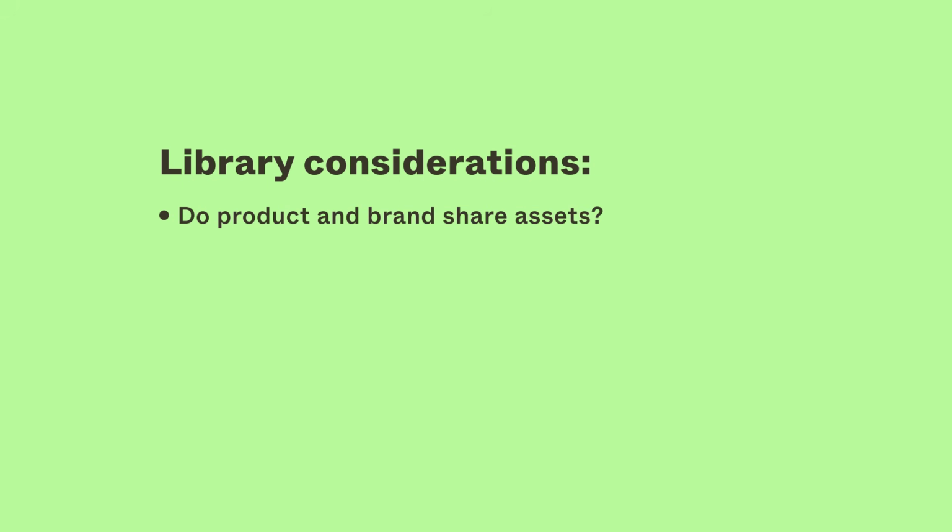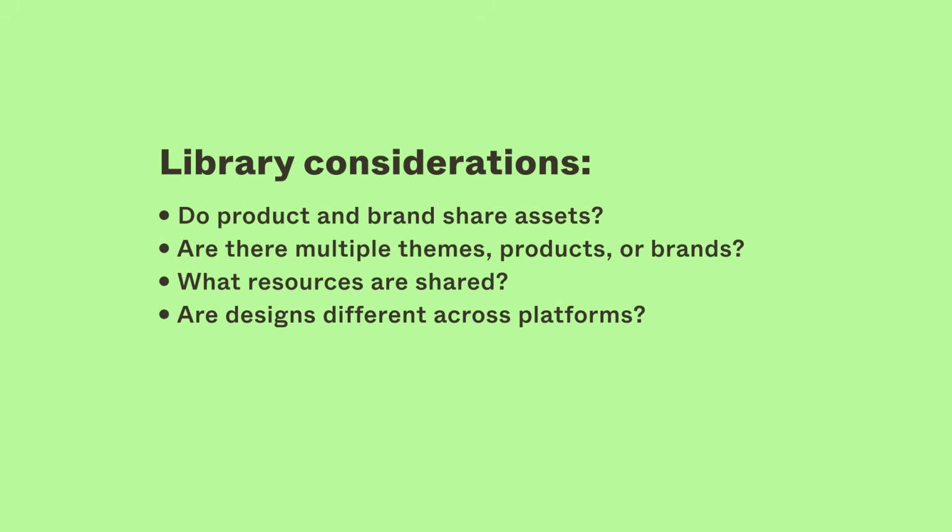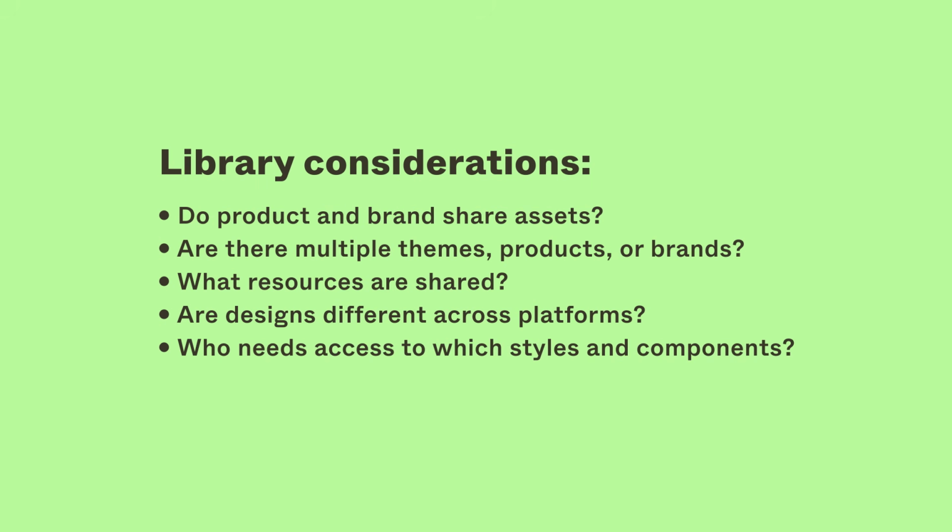Does your product design team share colors and assets with your brand team? Does your company have multiple themes, separate products, or a collection of brands? Are there resources that you want to share or don't want to share between brands or products? Do you have separate design and engineering teams for desktop and mobile development? Do your design system users need access to every style and component?